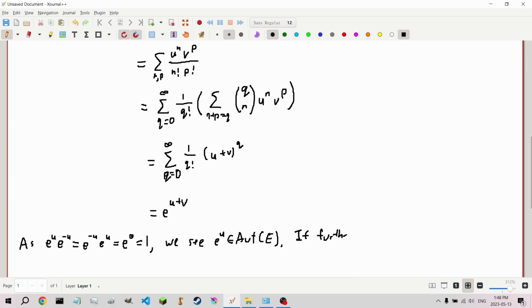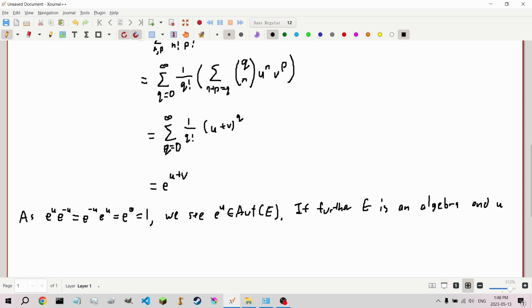If further, E is an algebra, not necessarily associative, and u is a nilpotent derivation of E, then e to the u is an automorphism of E as an algebra.